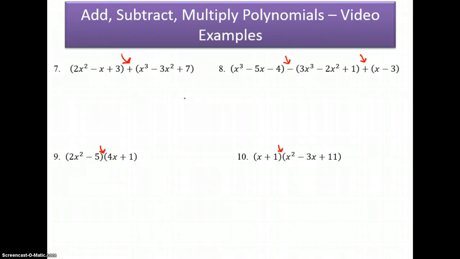That means you're multiplying. So go ahead and pause this now, work on these 4 problems, and we'll talk about them tomorrow. Have a great day.